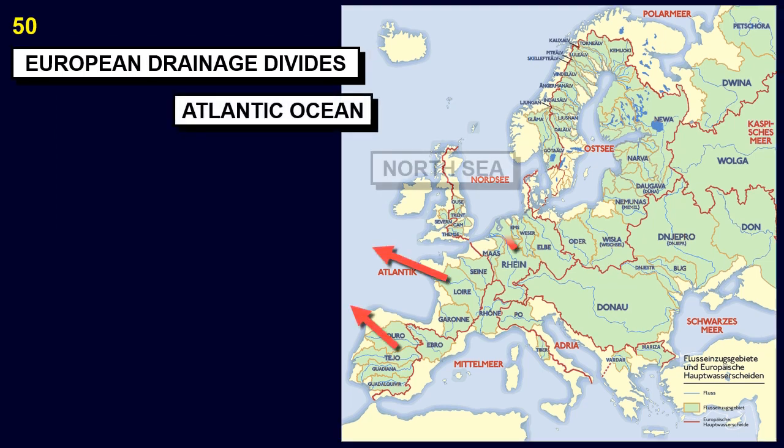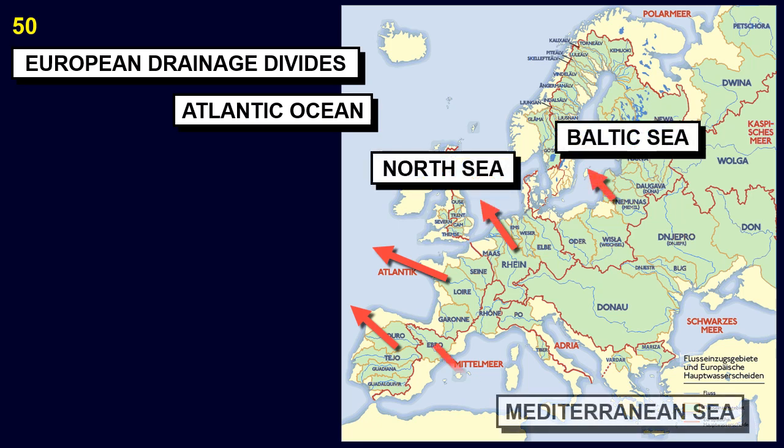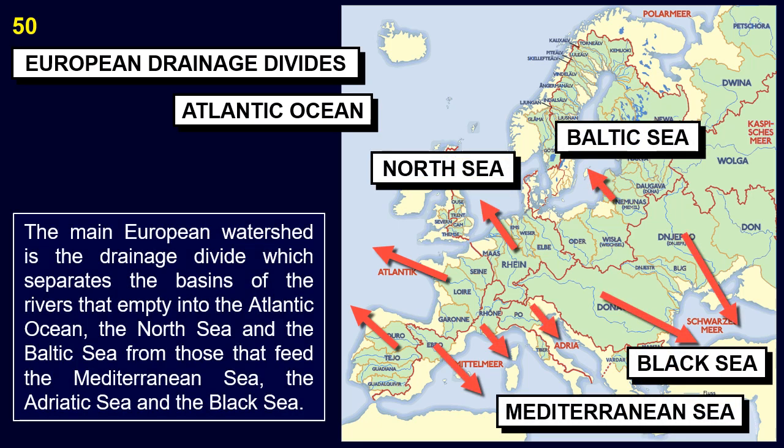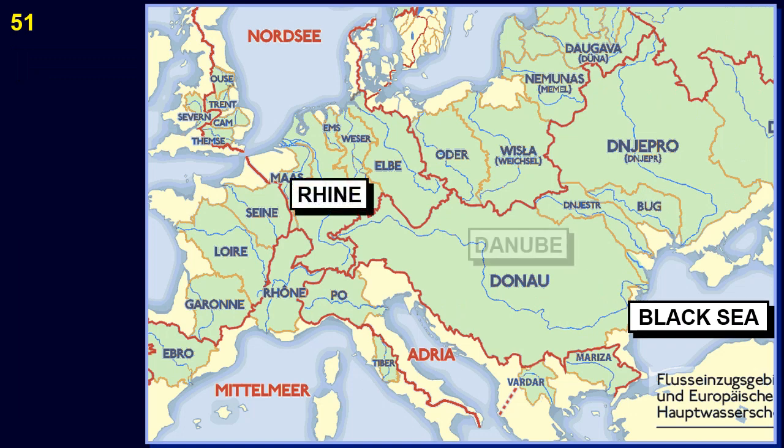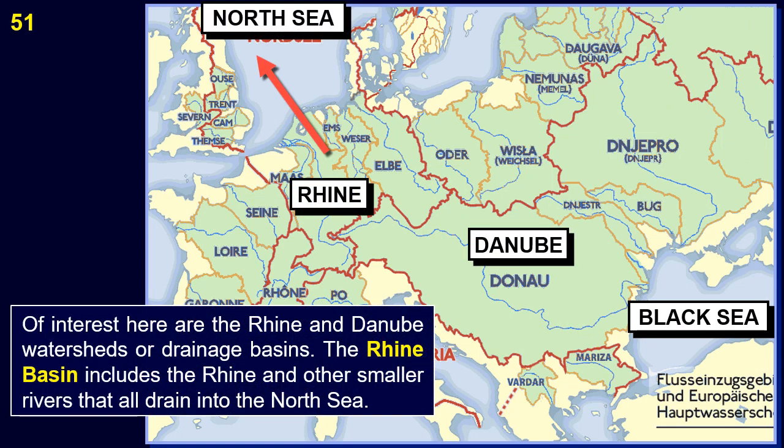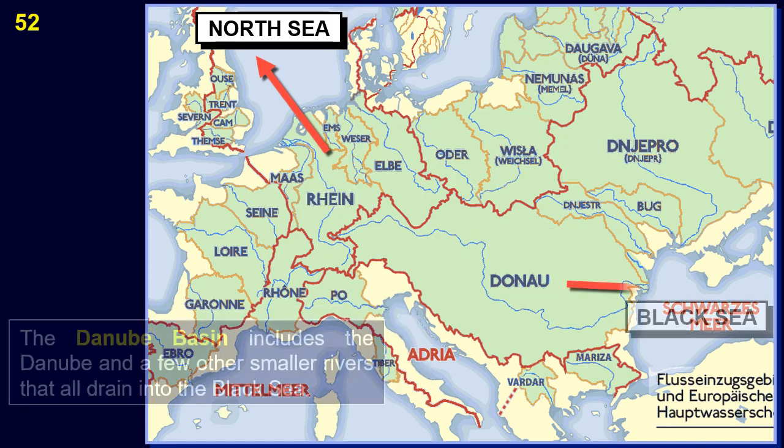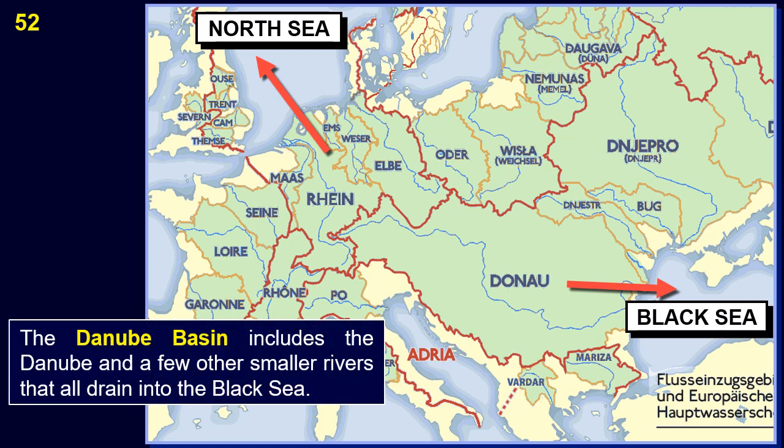The main European watershed is the drainage divide which separates the basins of the rivers that empty into the Atlantic Ocean, the North Sea and the Baltic Sea from those that feed the Mediterranean Sea, the Adriatic Sea and the Black Sea. Of interest here are the Rhine and Danube watersheds or drainage basins. The Rhine basin includes the Rhine and other smaller rivers that all drain into the North Sea. The Danube basin includes the Danube and a few other smaller rivers that all drain into the Black Sea.